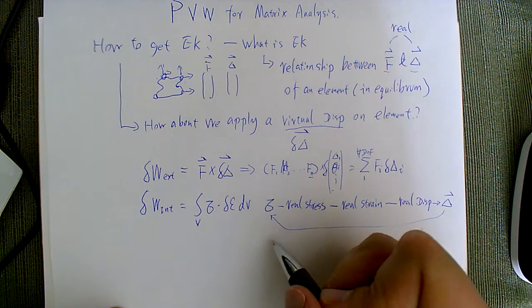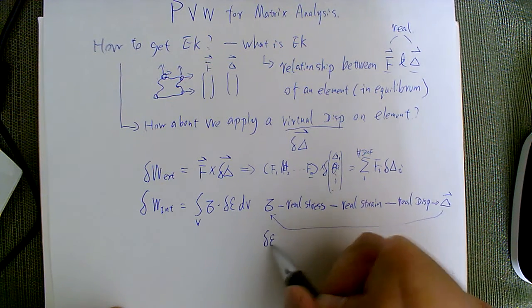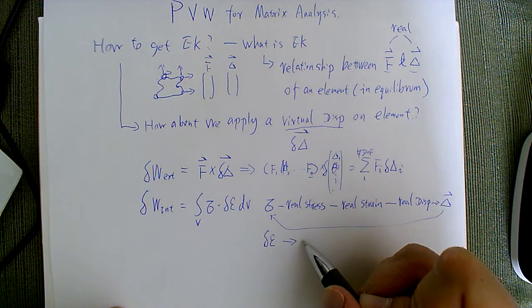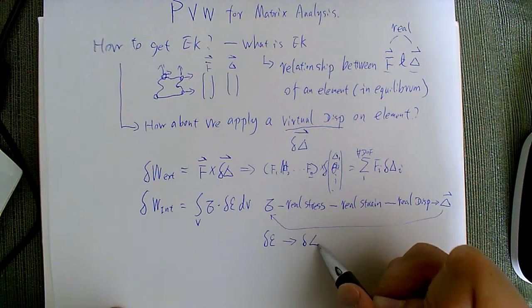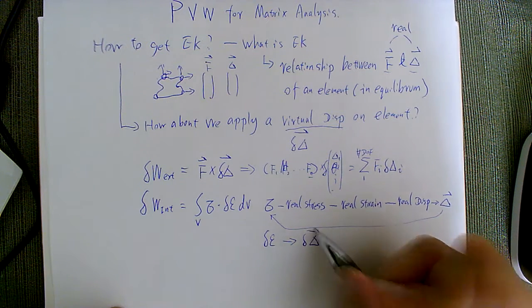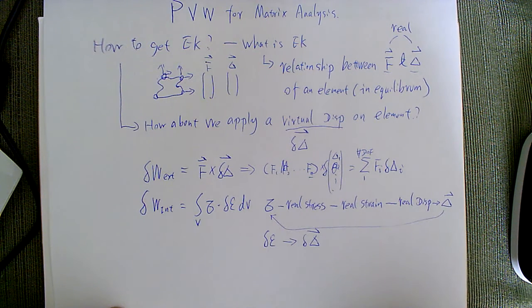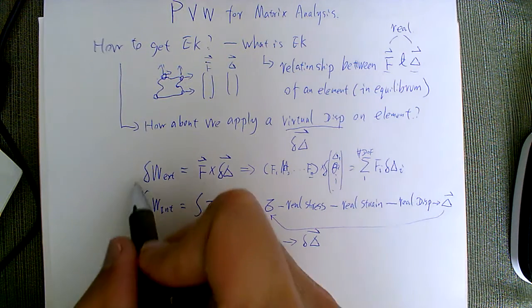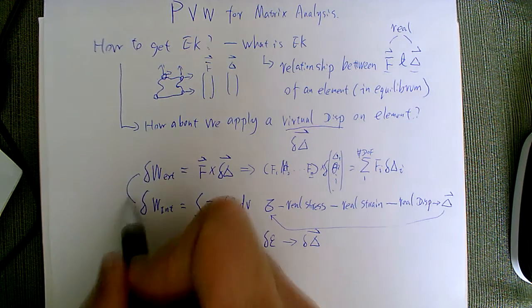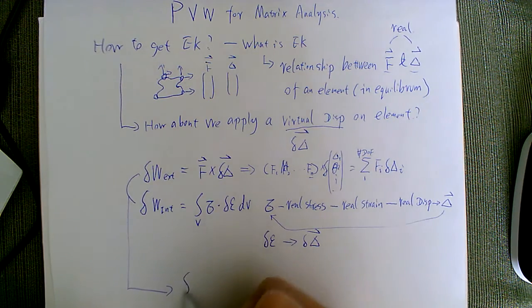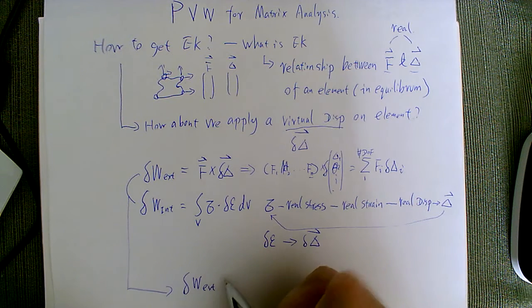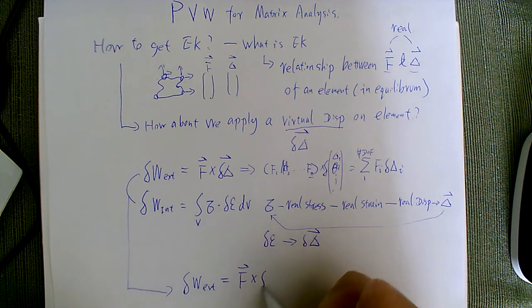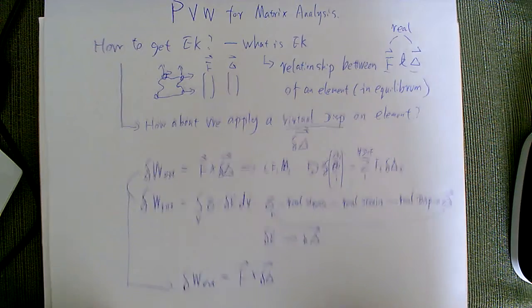So apparently your virtual strain is related to your virtual displacement. That we know. And the principle of virtual work is actually those two guys to be equal to each other. So what you have here is the external, which is equal to somehow F times this delta, something like that.